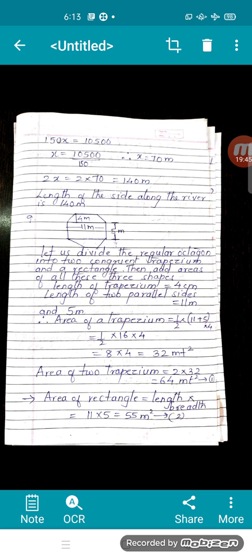The top surface of a raised platform is in the shape of a regular octagon. Octagon, how many sides? 8 sides. As shown in the figure, find the area of the octagonal surface.